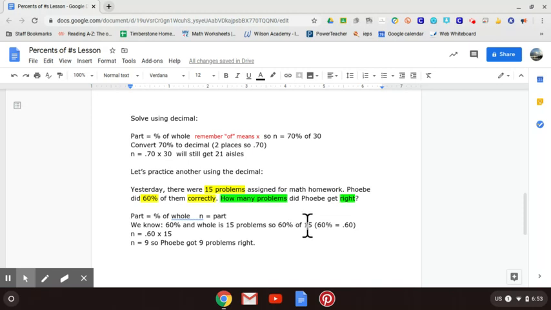So 60% of 15. So 60% translates to 0.60, right? Anytime I have a percent, we're going to have 2 decimal places. So take the number, move it 2 places over to the left and put your decimal, and there you go. So this is 60%, 0.60 or 60 hundredths, right? And it's of 15. So I'm just going to multiply this out, and it equals 9. So Phoebe got 9 problems right.